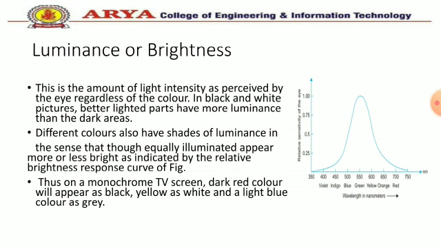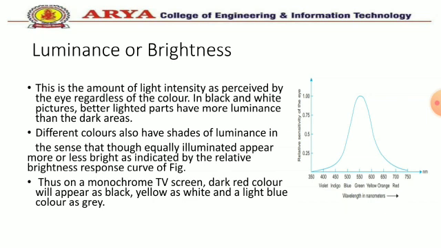This is the amount of light intensity as perceived by the eye regardless of the color. In a black and white picture, the bright parts have more luminance than the dark areas. Different colors also have shades of luminance in the scene. Even when equally illuminated, they appear more or less bright, as indicated by the relative brightness response curve in the figure.